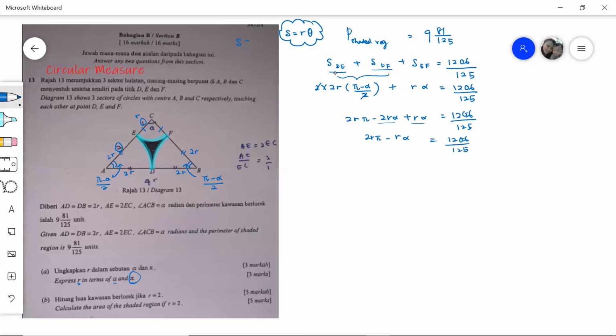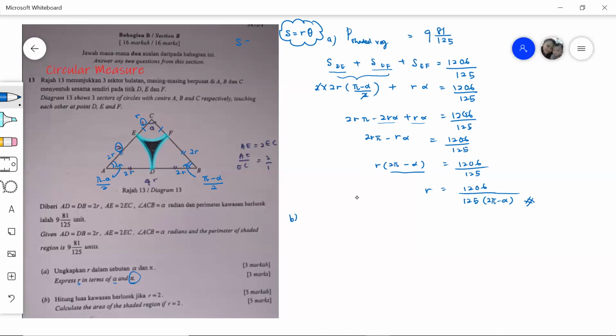Our objective is to make R the subject, so factorize the R, left with R times 2 pi minus alpha equals the fraction. To find R, we bring this across to the other side. It will become the denominator, 2 pi minus alpha. So that will be the answer for part A, to express R in terms of pi and alpha. Now, let's look at part B.